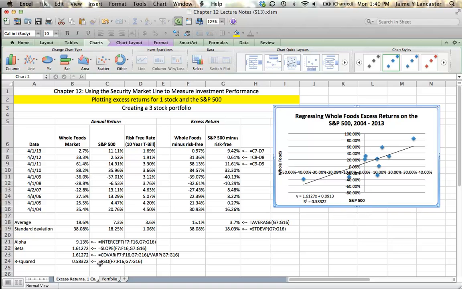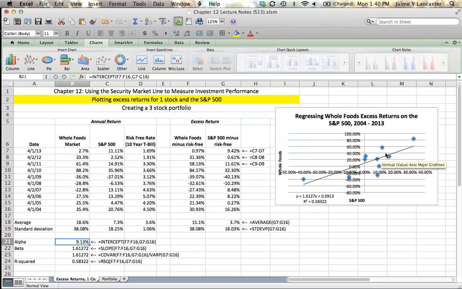And that plus 9.13%, plus 9.13% is important. Because look here, you can see how my trend line intersects the y-axis above the origin. That tells us that when x is equal to 0, y is equal to 9.13. When the market, when the S&P returned 0, Whole Foods returned 9.13. So that tells us that Whole Foods actually outperformed the market on a risk-adjusted basis during that time period between 2004 and 2013. And so what we can say from that is historically, Whole Foods performed excellently.